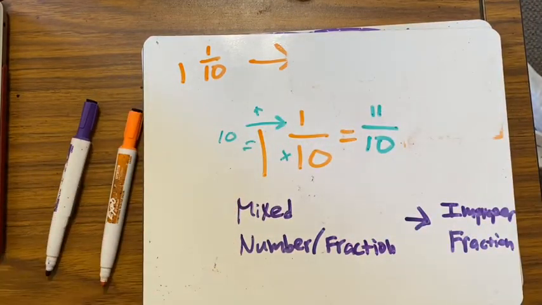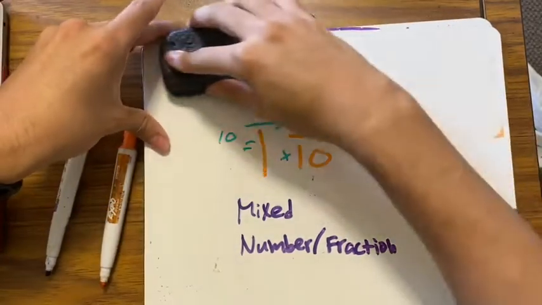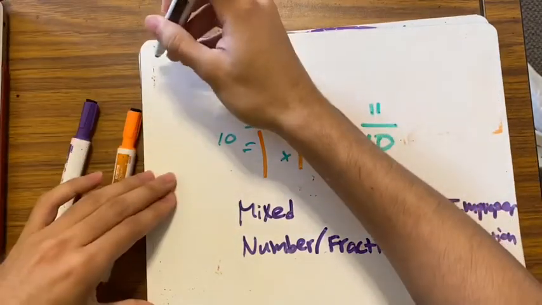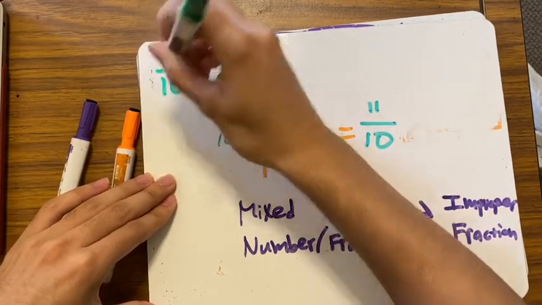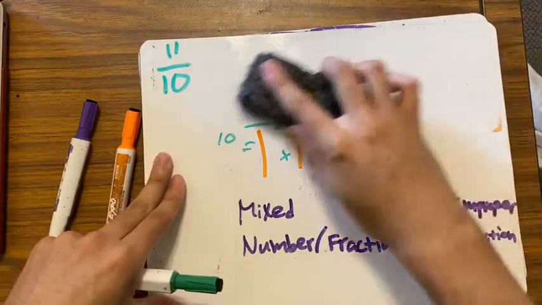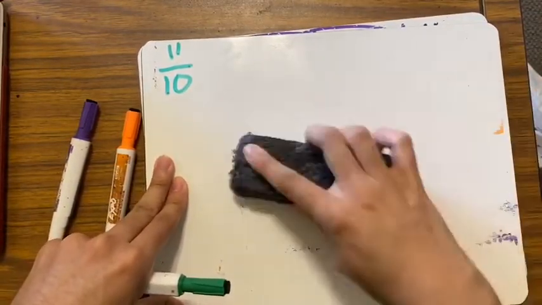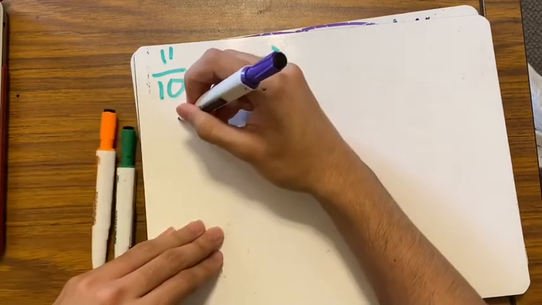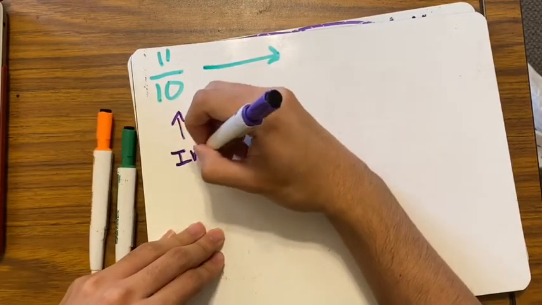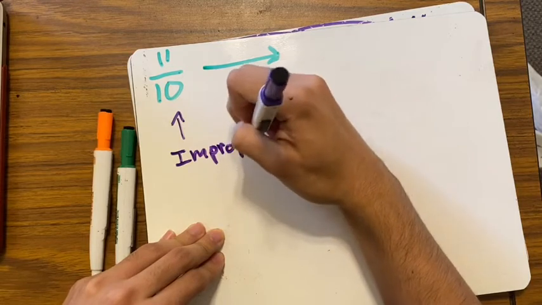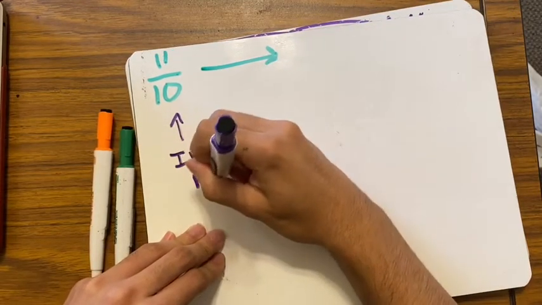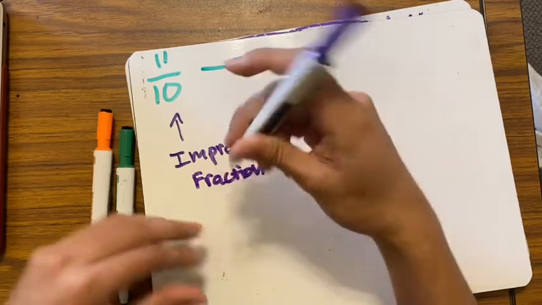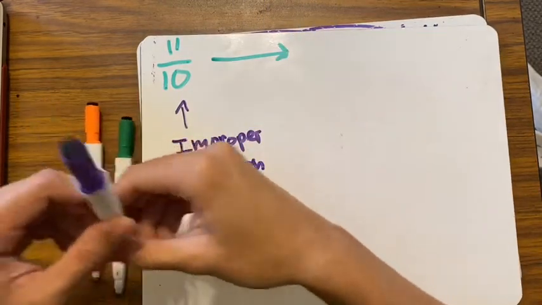So now, let's do the opposite. We have an improper fraction now, 11 over 10. Well, now let's switch that into a mixed number. Because this right here is an improper fraction. Let's change that into a mixed number.